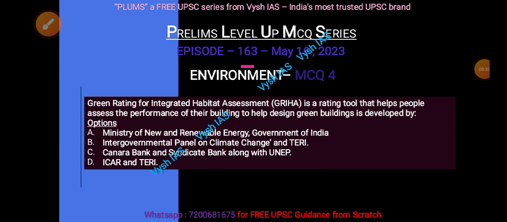Now the fourth MCQ: Green Rating for Integrated Habitat Assessment, GRIHA in short. It is a rating tool that helps people assess the performance of their buildings to help design green buildings. It is developed by which of the entities? Option A, the Ministry of New and Renewable Energy, Government of India. B, IPCC, the Intergovernmental Panel on Climate Change, and TERI. C, Canara Bank and Syndicate Bank along with UNEP. D, ICAR and TERI. Now let us see the answer.